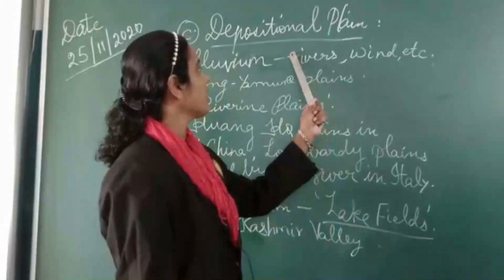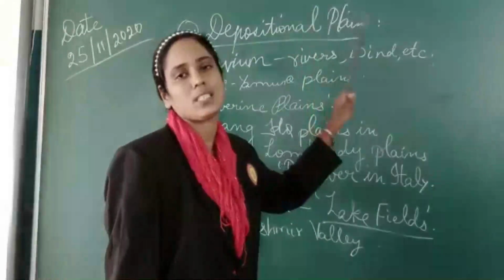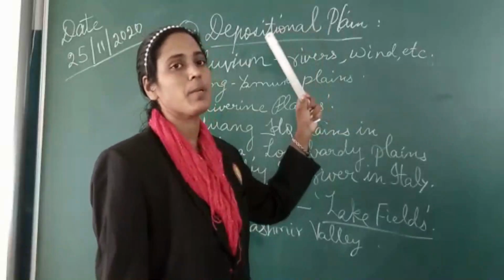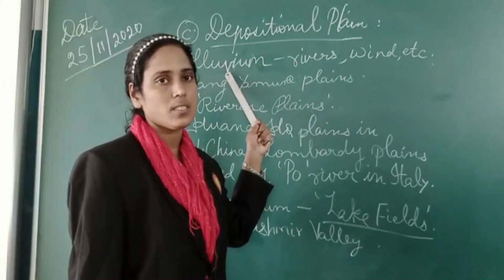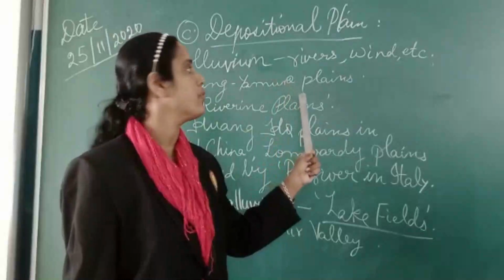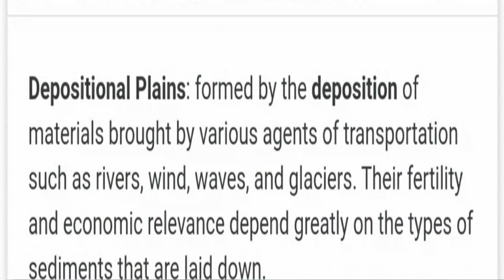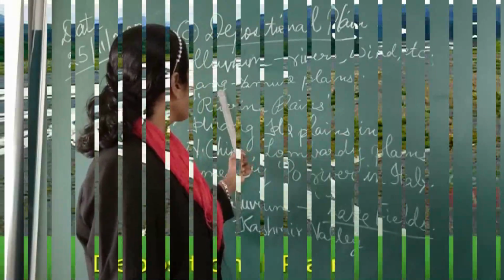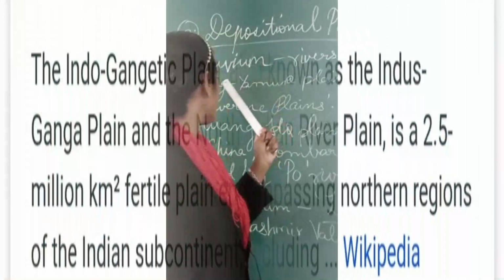The third category is the depositional plain. See students, the name depositional means deposits. These plains are formed because of deposits. Here deposits means alluvium. Alluvial deposits make the soil very fertile. Alluvial deposits can be because of rivers, and factors can be wind, glaciers, etc. Example, the Ganga Yamuna plains of India are the best examples of fertile plains of alluvial deposits.